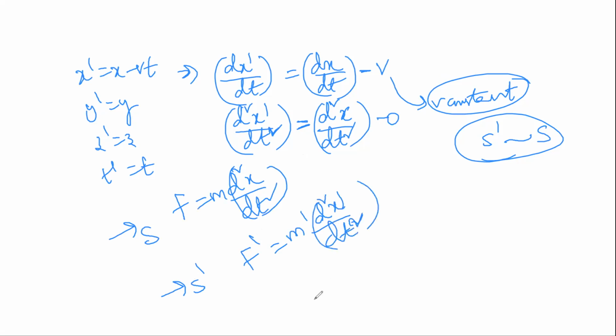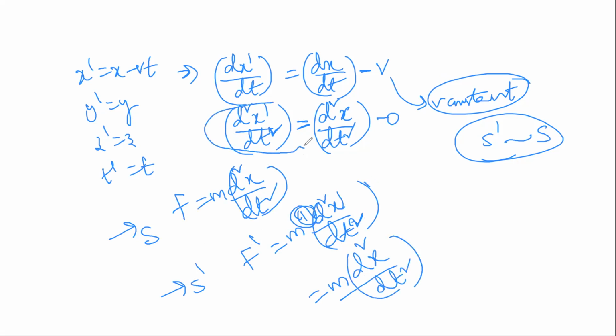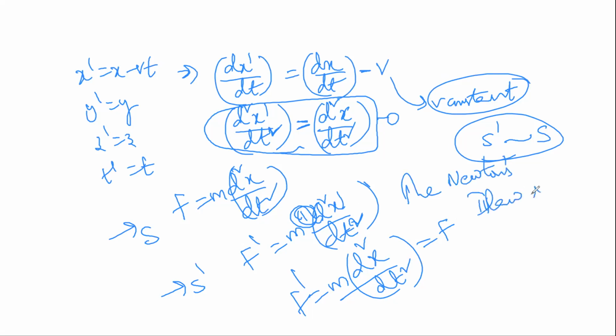Okay. So that is equal to m. M dash is m. Okay. According to classical mechanics, mass doesn't vary. So d square x by dt square, since d square x dash by dt square is equal to d square x by dt square. That means F dash is equal to F. So the second law is unchanged. So Newton's second law is unchanged. So it is remaining constant.